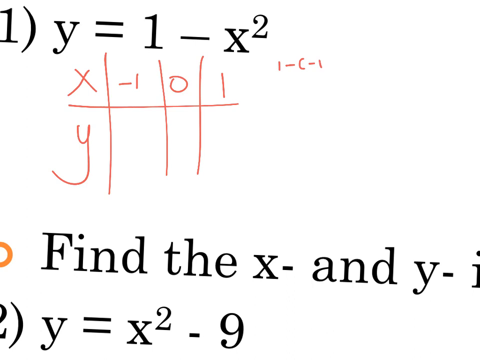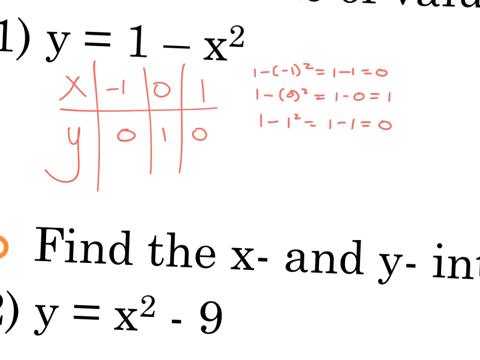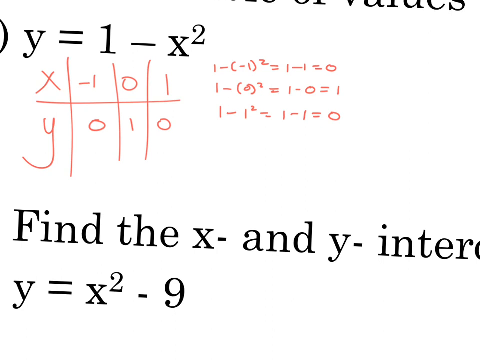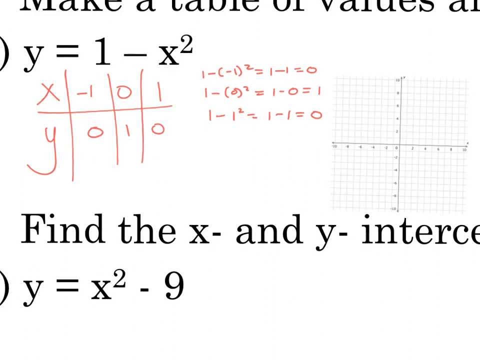So 1 minus -1 squared is 1 minus 1, which is 0. 1 minus 0 squared is 1 minus 0, which is 1. 1 minus 1 squared is 1 minus 1, which is 0. So I get 0, 1, 0. And then you want to plot your graph. So I'm going to plot -1, 0, 0, 1, and 1, 0. And I get that curve, which we know is eventually going to be a parabola. But for right now, the curve is fine.